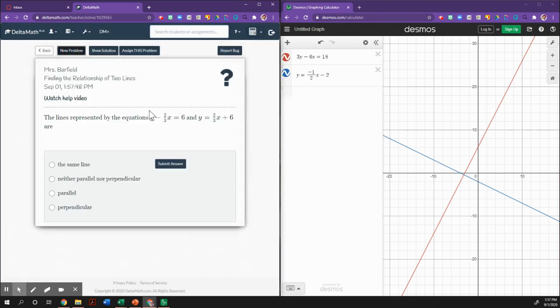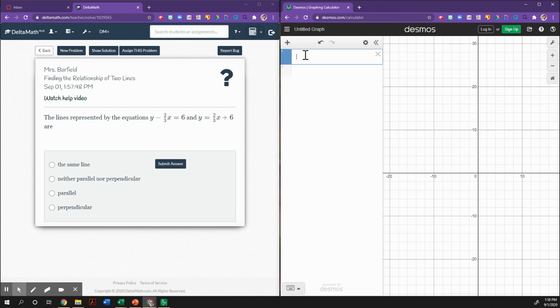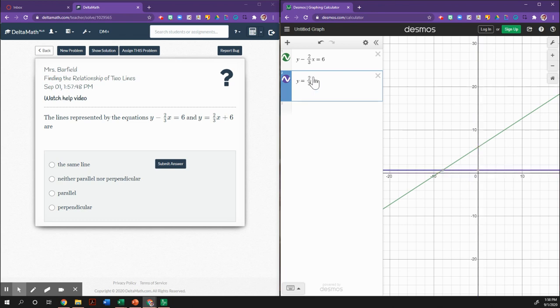Let's check a new problem. We have y minus 2/3 x equals 6, and y equals 2/3 x plus 6. Let's type both of those in. So y minus 2/3 x equals 6, and y equals 2/3 x plus 6. They're very similar.